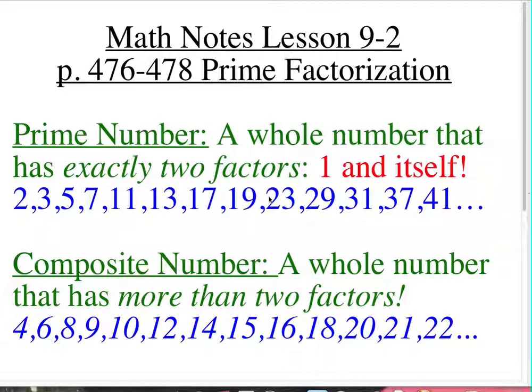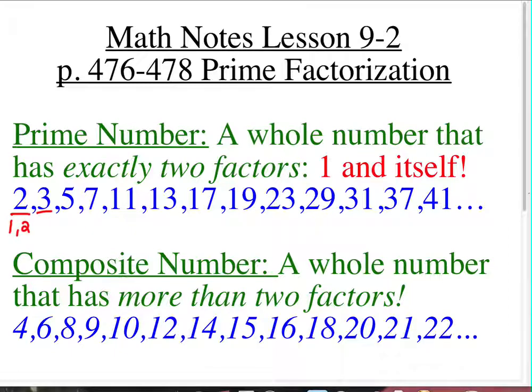So let's talk about prime factorization, which requires the use of prime numbers. What are prime numbers? A prime number is a whole number that has exactly two and only two, no more, no less, factors. And the factors would be 1 and itself. So if I'm thinking about prime numbers, I'm thinking about numbers that can only be divided by 1 and itself. So I've listed some of the prime numbers here. It's certainly not all of them, but 2 is a prime number. What can 2 be divided by? 1 and 2. That's why it's a prime number.